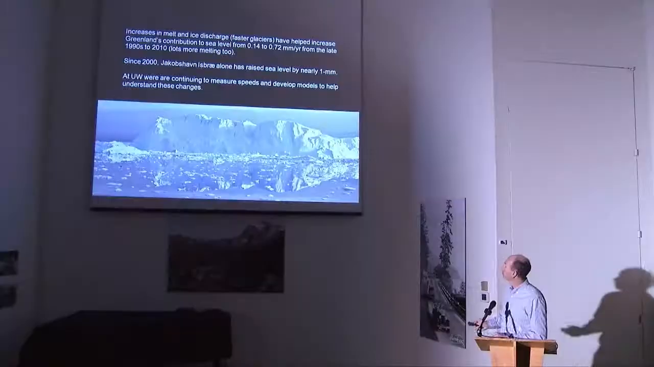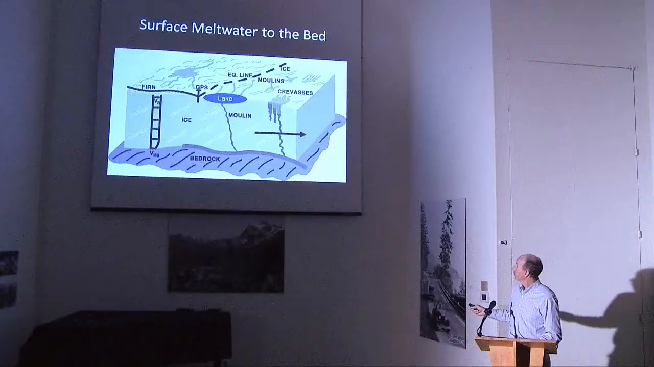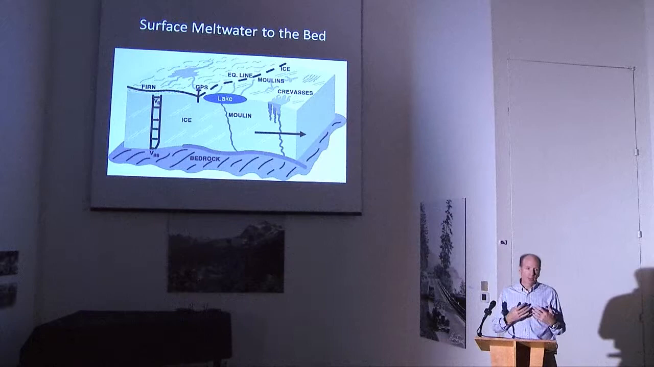Now I'm going to switch over to talking about superglacial lakes, which are these beautiful lakes on the surface of the ice sheet. They have been of great interest because of this cartoon from a paper that Jay Zwally at NASA published in 2000. You're all familiar with the glaciers around here. When we get melt in the summer, that melt gets underneath the glacier, lubricates it, and speeds the glacier up.